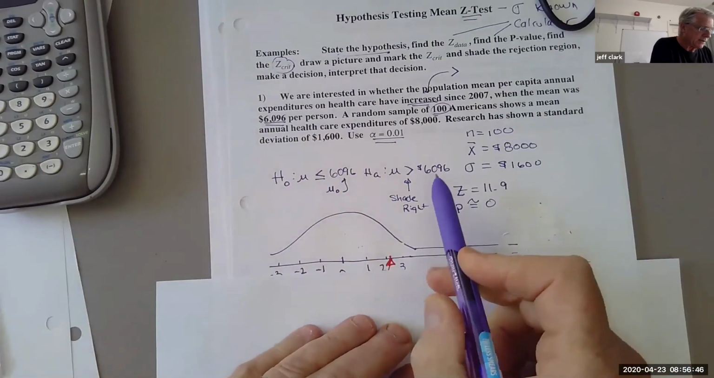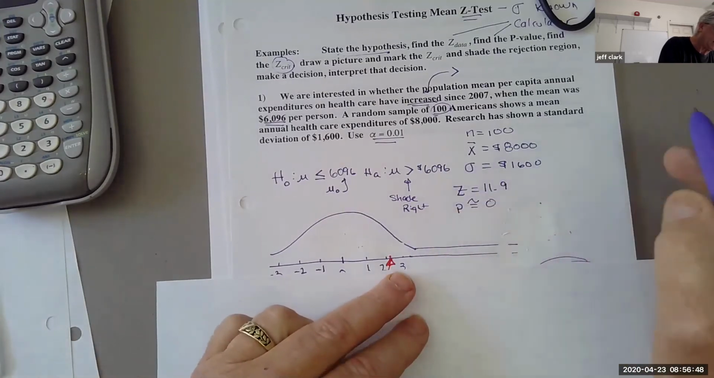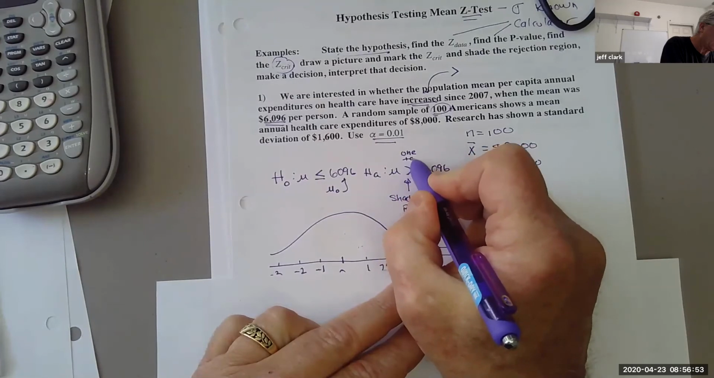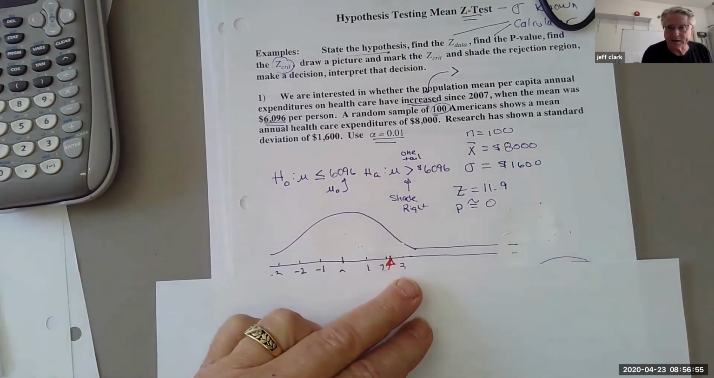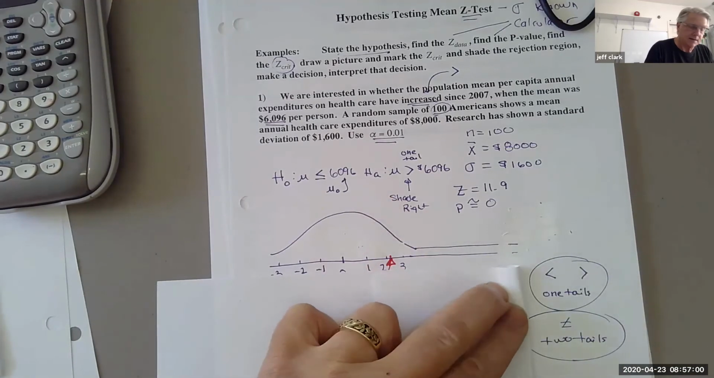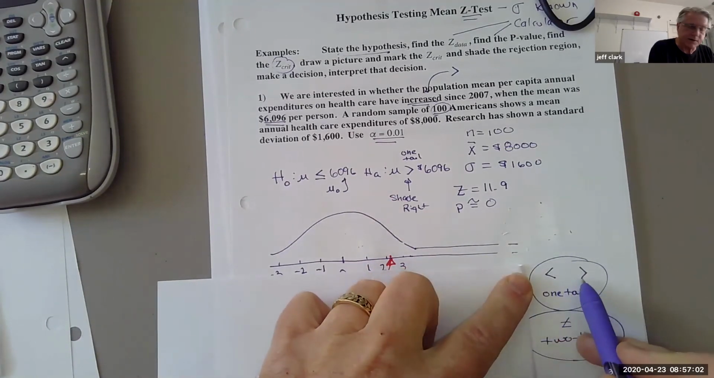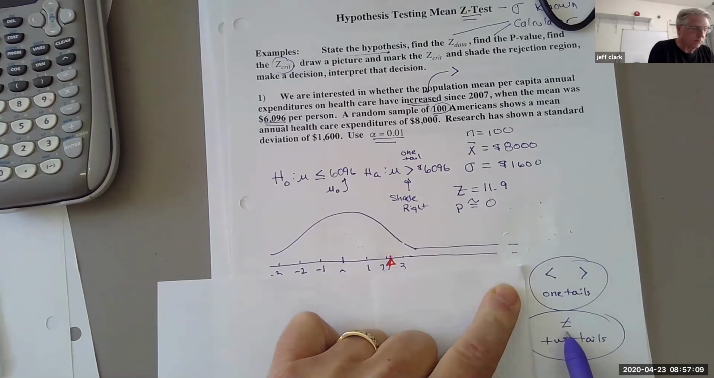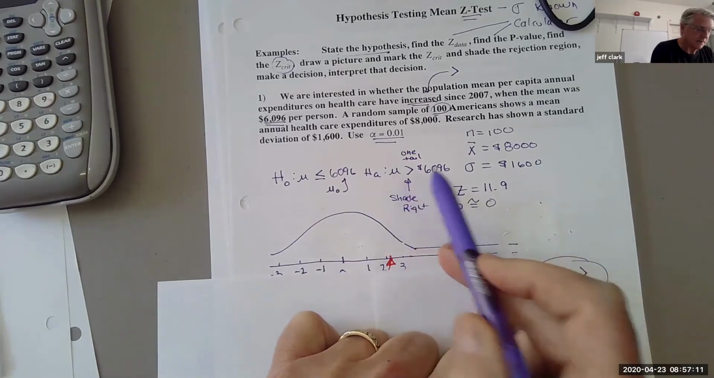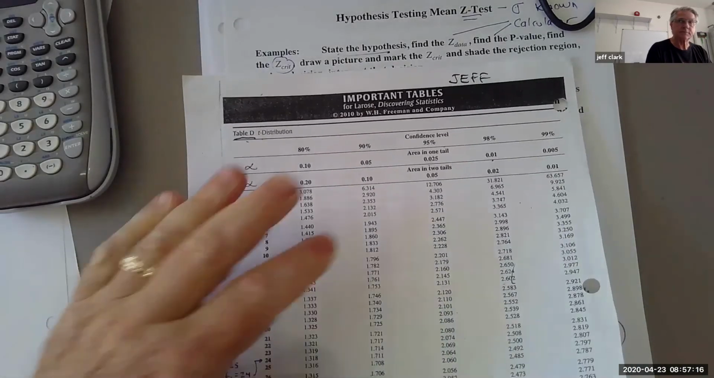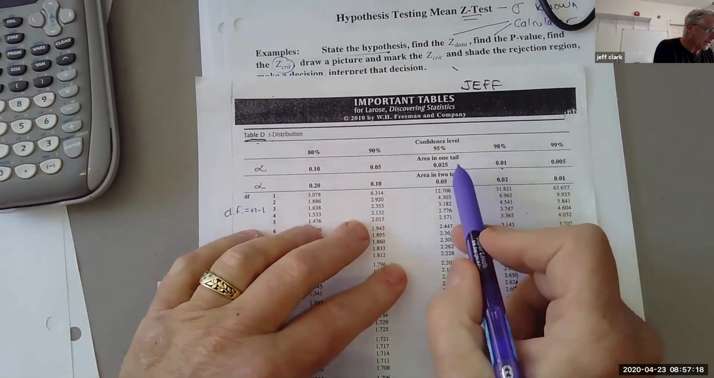Now, this is a 1 tail right here, because you're shading to the right. Matter of fact, 1 tails are always these inequalities, which are always in the alternate hypothesis, and a 2 tails would be a not equal sign. That's a 1 tail. So I'm going to look at my table, look at 1 tail.